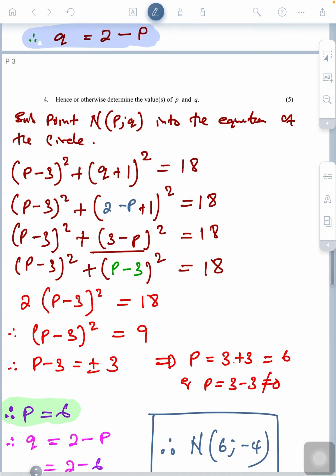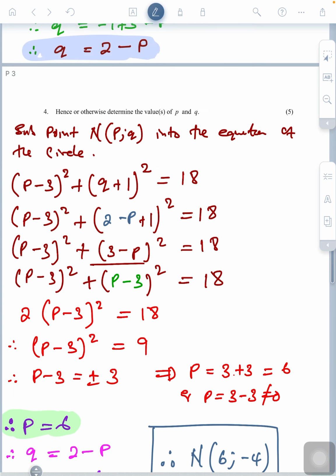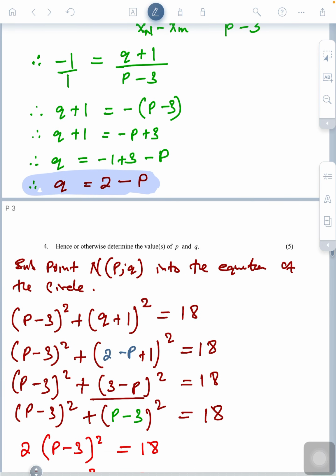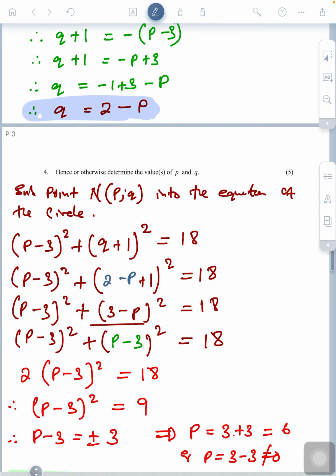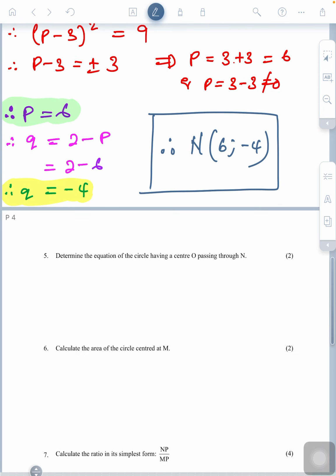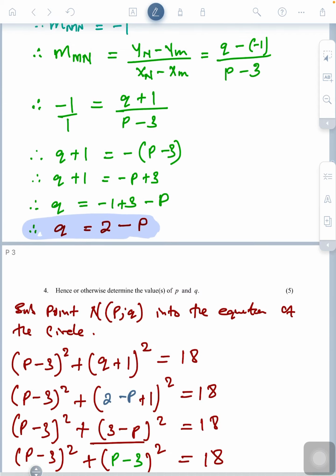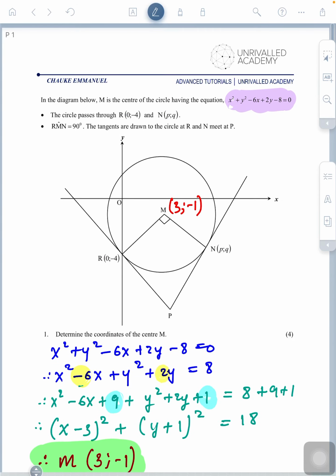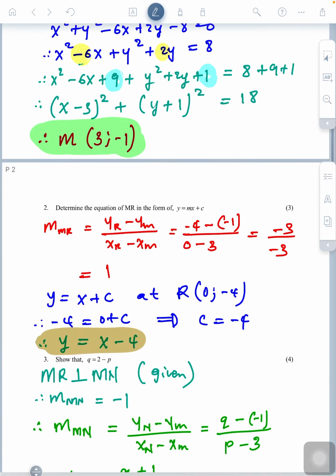This is how I'll go about that. You could have substituted P in terms of Q. It will still be fine. There's no issue about that. And then now I'm going to go to the fifth question. They are saying to us, determine the equation of the circle having a center O passing through N. So let us check this O. O was the origin. If you guys check that, O is the origin.